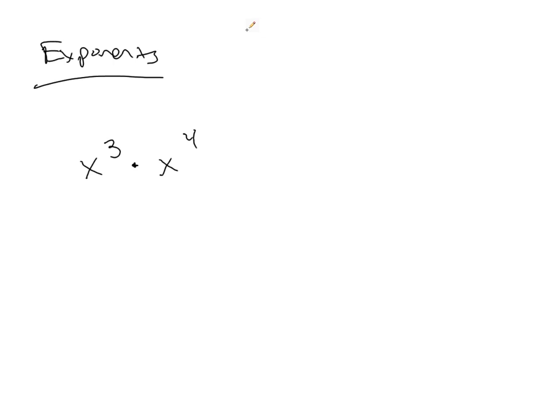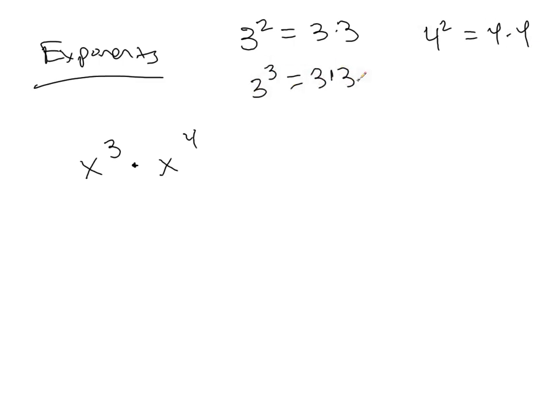Well, by definition, 3 squared means 3 times 3. 4 squared means 4 times 4. 3 to the third power means 3 times 3 times 3. So the exponent tells us how many times we multiply by itself, 3 copies. Here I'll have 2 copies multiplied. Here I'll have 2 copies multiplied. Well, so that means the same thing here. So let me write this out piece by piece.